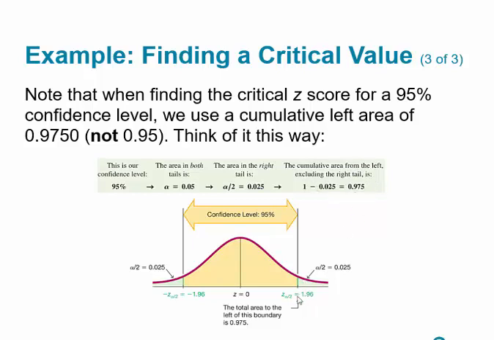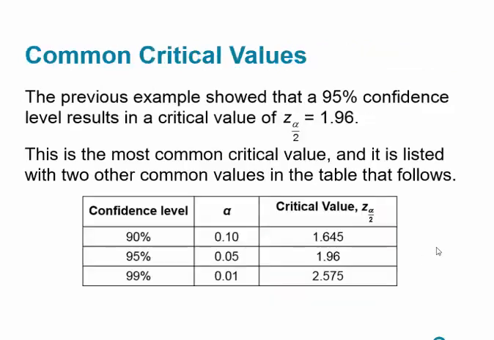So over here on the right, you see how you have a plus or minus 1.96, so we got the positive 1.96. And so everything to the left of that line is a cumulative area of 0.975. When you're doing a two-tail, you take your alpha and you divide it by 2. Remember, the area underneath the curve is 100% or equal to 1. So the previous example showed that a 95% confidence level results in a critical value of 1.96.